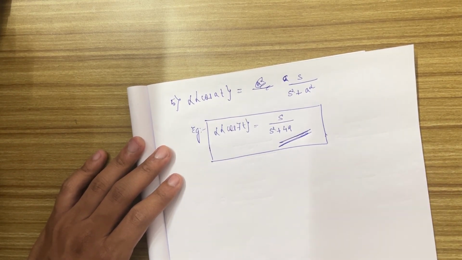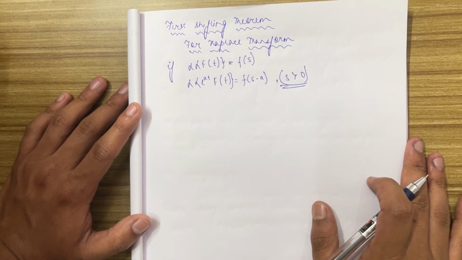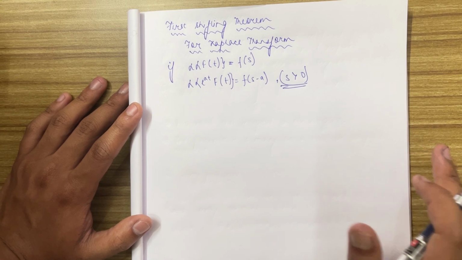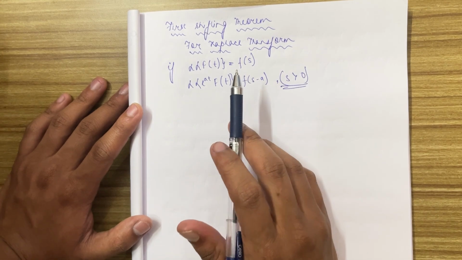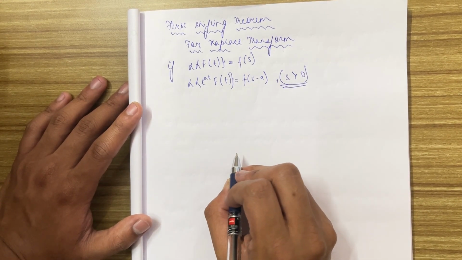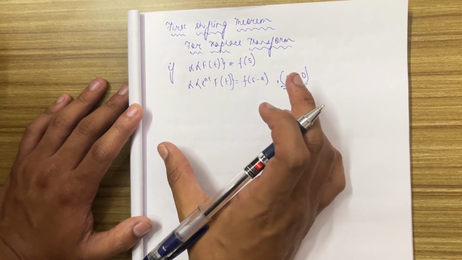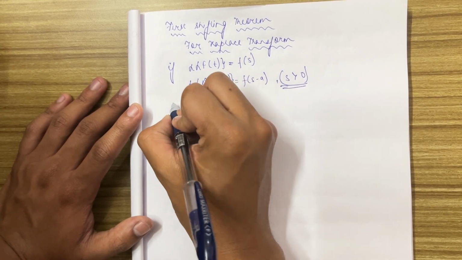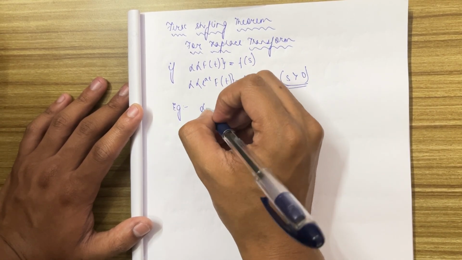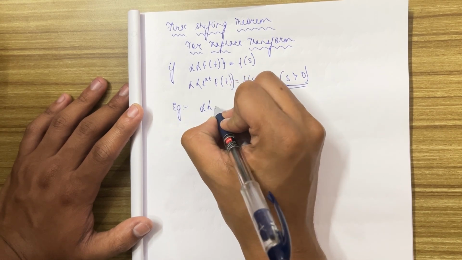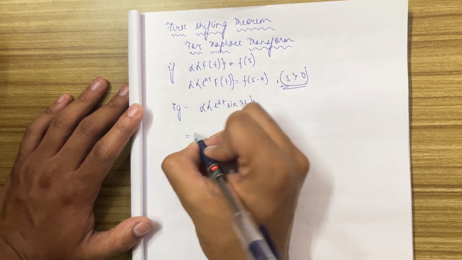So yeah, that's it. This is the last topic of today's discussion, that is the first shifting theorem for Laplace transform. So this is the main formula for the first shifting theorem. Let us try to do some examples through it. We will go to the definition, but let us first do some examples. Find the Laplace transform of e to the power 2t sin 3t. So let us do it.